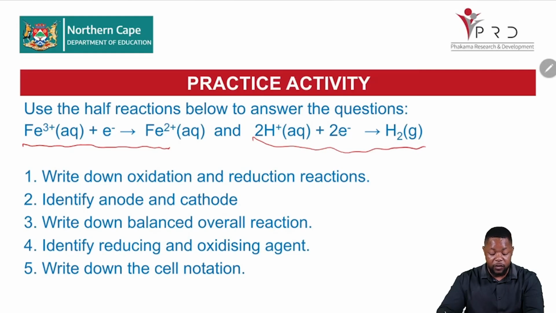The questions are as follows. Write down the oxidation and reduction reactions. Identify the anode and cathode. Write down the balanced overall reaction. Identify the reducing and oxidizing agent. Write down the cell notation. So firstly, we need to use the standard reduction potential table to see which substance has a greater reducing ability than the other.